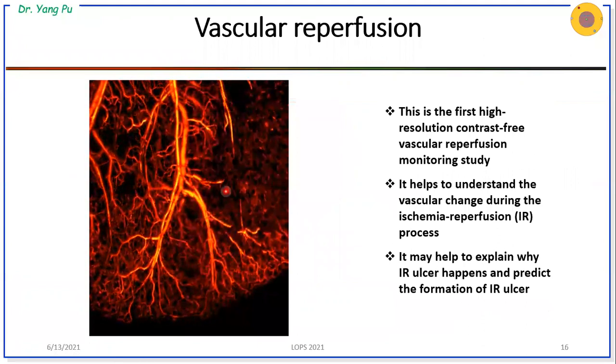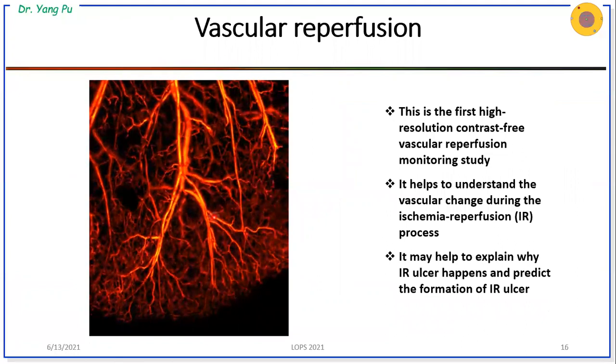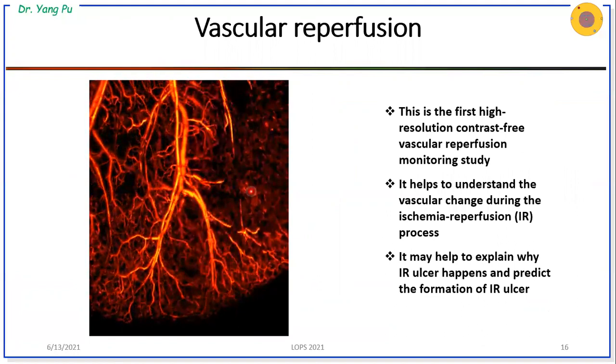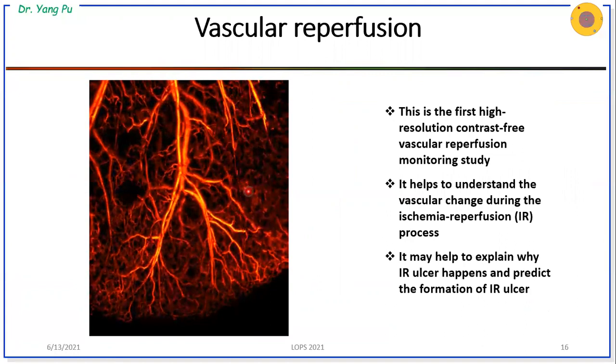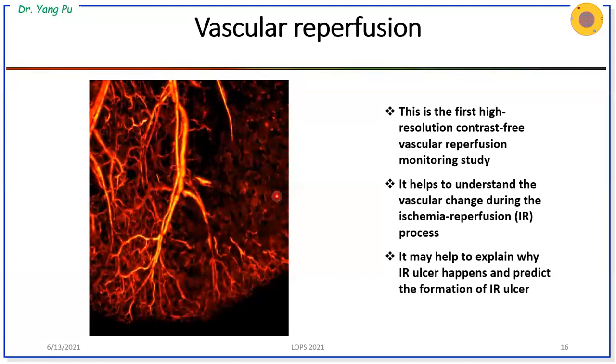So this video shows the blood vessel recovering from the ischemia status. A pair of artery and vein reperfuse at first, but the artery is a little bit faster than the vein. This kind of intuitive observation helps us to understand the reperfusion much better than previous imaging tools, for example, the two-photon microscope. But only vascular images are not enough.